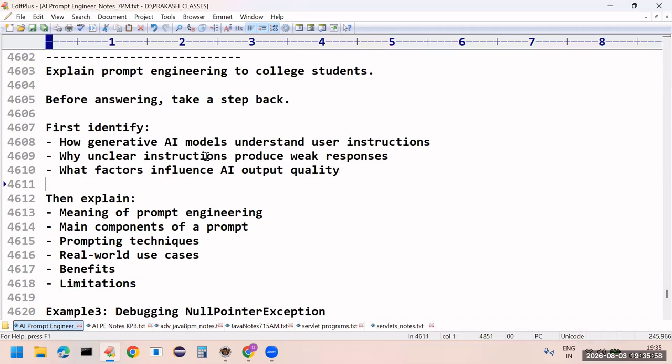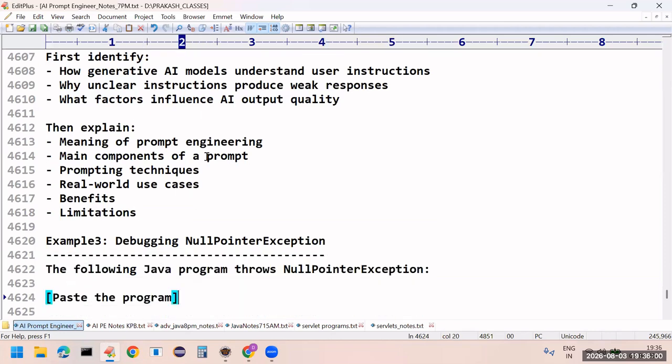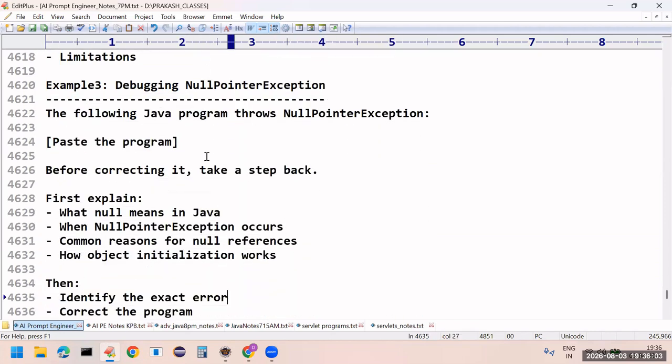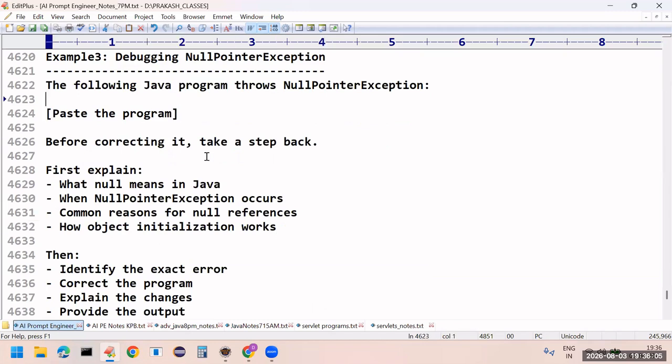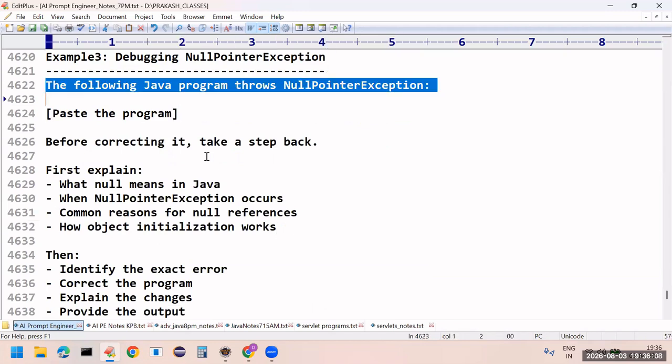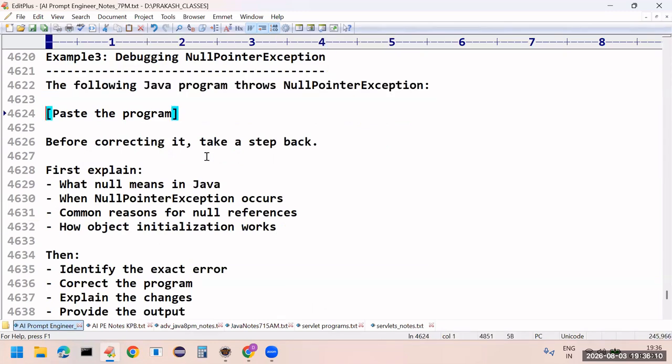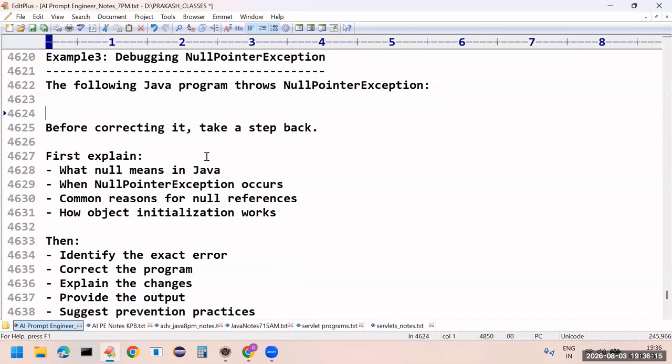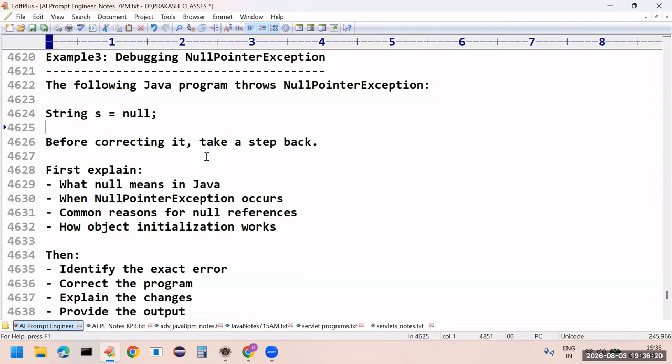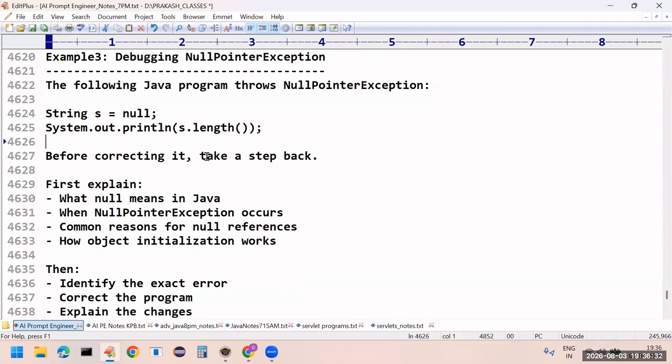Next, our third prompt is debugging a null pointer exception. This will be useful for Java programmers especially. The following Java program is going to throw a null pointer exception. You have to write the program. As of now, let us assume a string s is equal to a null reference. System.out.println of s dot length, I am trying to find the length of the given string. Sir, on a null object you can't find it, right?